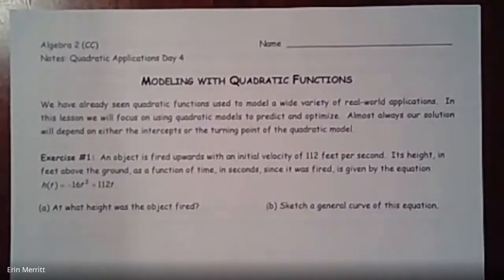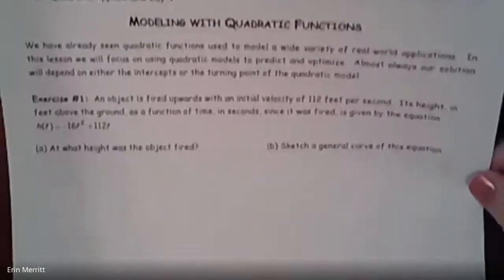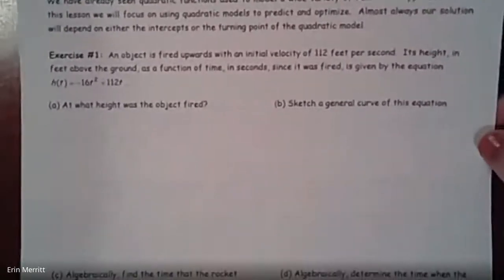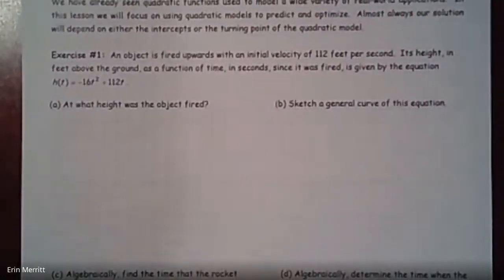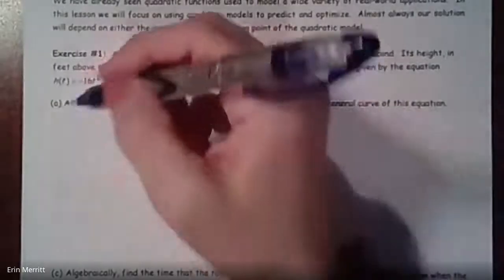Right? So starting with this, we're just going to run through a bunch of different examples showing how you can model different situations with parabolas and then how to solve for the different things that you might need from there. So the first one, it's saying an object is fired upwards with an initial velocity of 112 feet per second. Its height in feet above the ground as a function of time in seconds since it was fired is given by this equation.